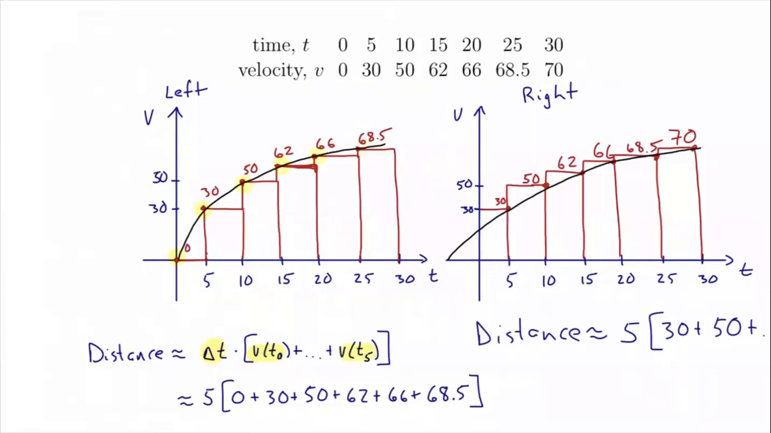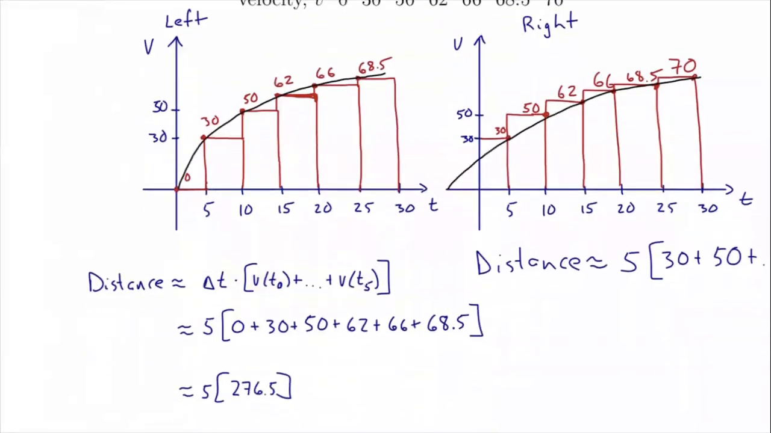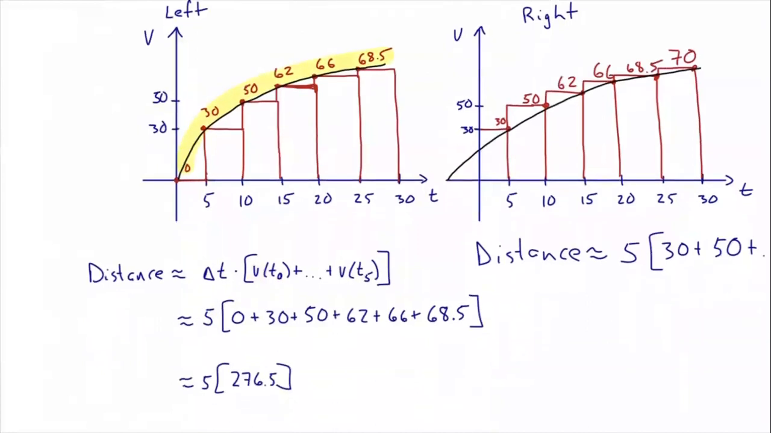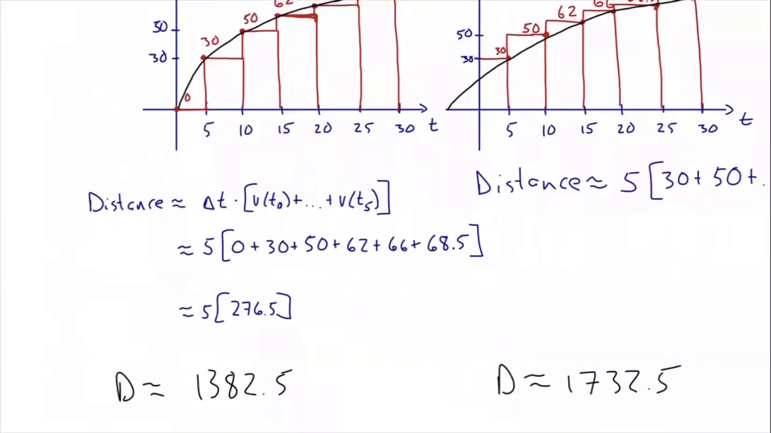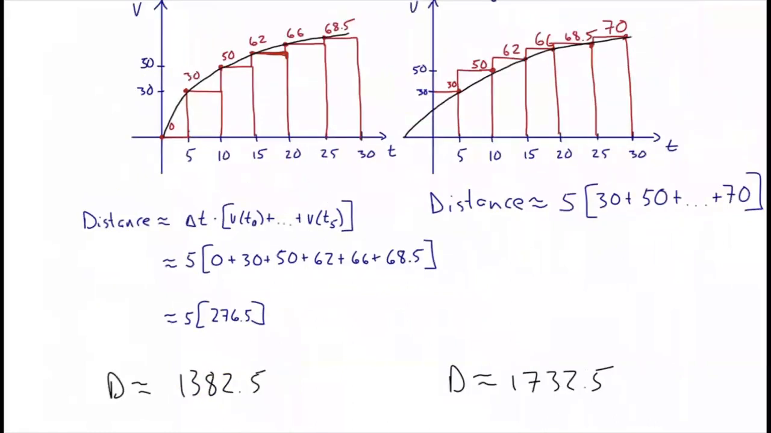6 of those endpoints altogether. Well, I factored out the delta t because we can. So that's 5 times, and then I just write down 0 through 68.5 as a sum. I add all of those up, I multiply them by 5, the delta x or delta t out there, and I get that the distance traveled is approximately 1,382.5.